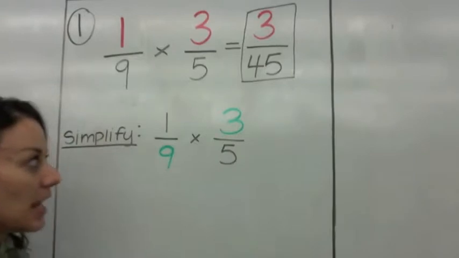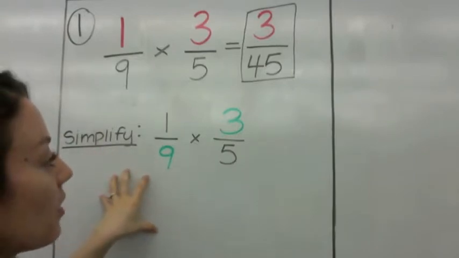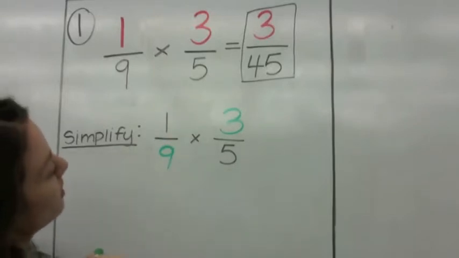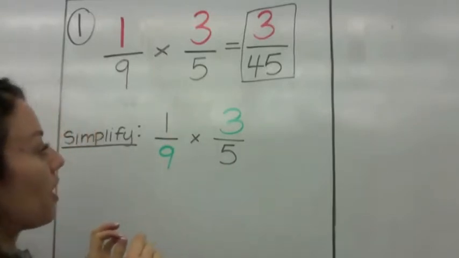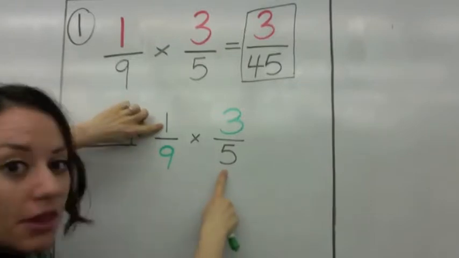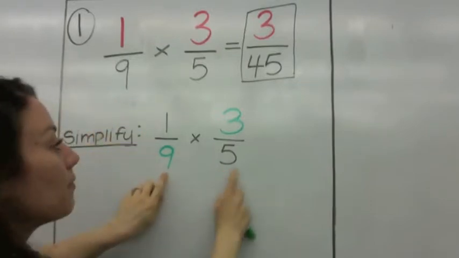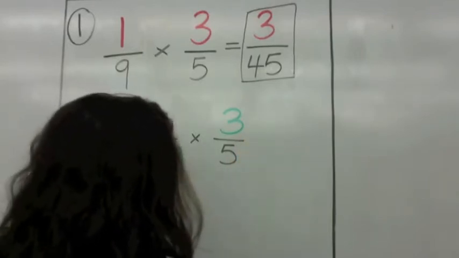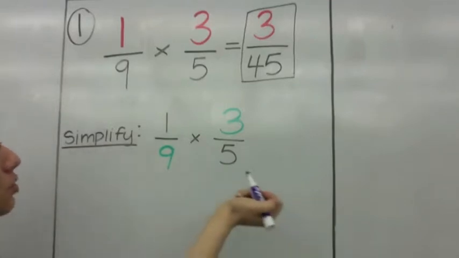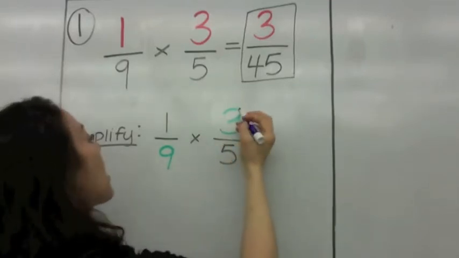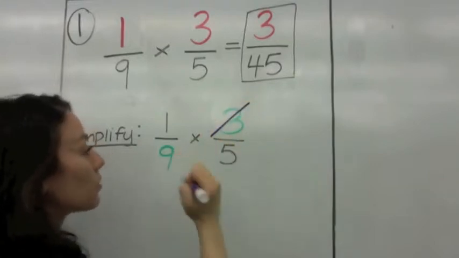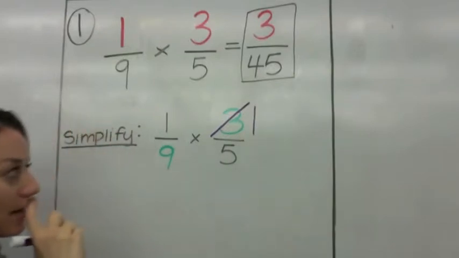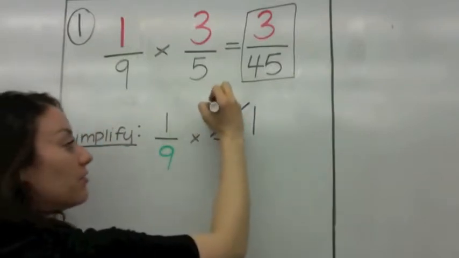Okay, my friends. Now, to simplify, you do what is called cross canceling. So you look at the numbers across. Okay, could you simplify or divide 5 and 1 by anything? Could you do that? Okay, what about 9 and 3? What could you divide by? Could you divide by 3? Yes. So what I do is I actually cross out this 3 and I say 3 divided by 3 is 1. See what I did? I divided by 3.